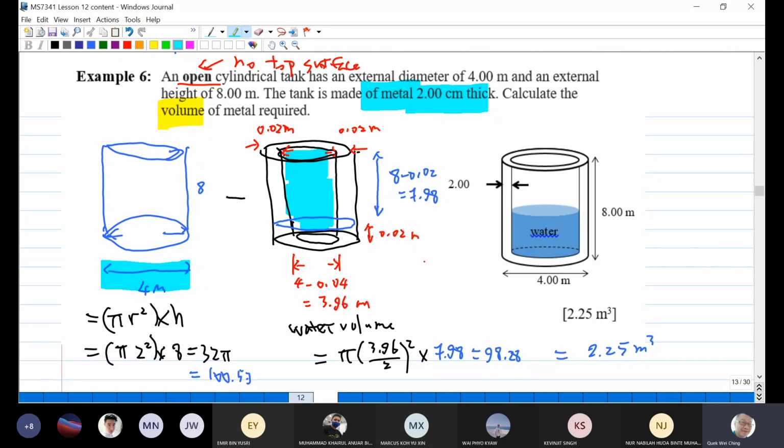Okay, so this is example 6 here that you copy. If you still have any questions, then you can ask.